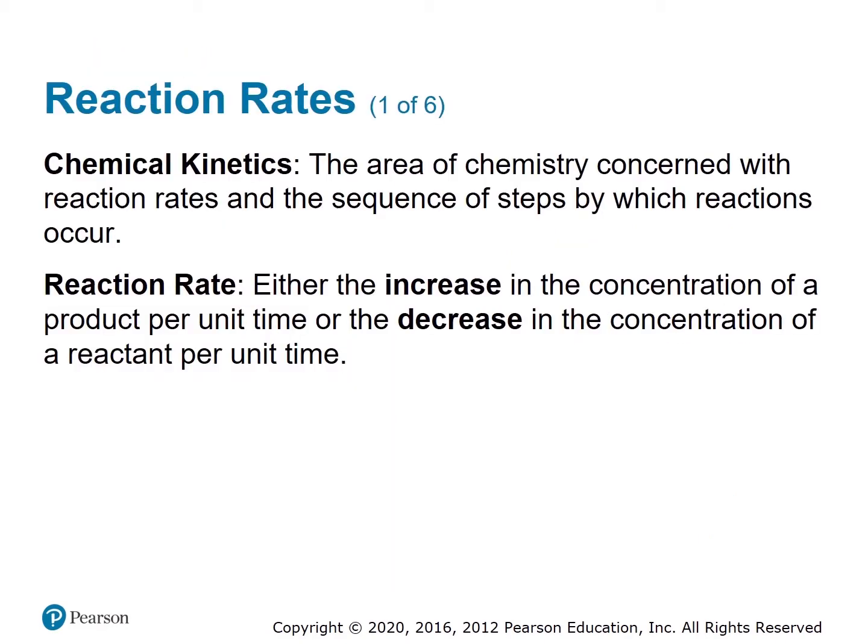Kinetics is the area of chemistry that studies the rates of chemical reactions and the sequences of steps, or mechanisms, of how reactions occur. By reaction rate, we essentially mean the speed or progress of chemical reactions. This can be measured by the rate of increase in the amounts or concentrations of a product of a chemical reaction, or the rate of decrease in the amounts or concentrations of a reactant.